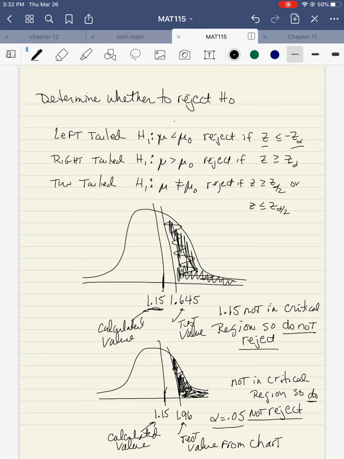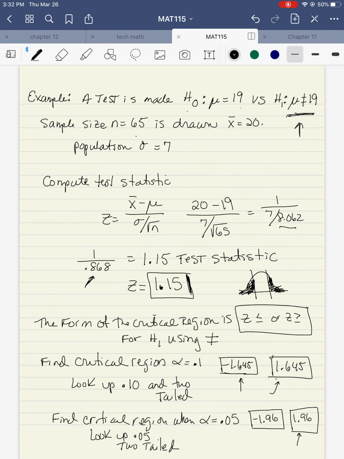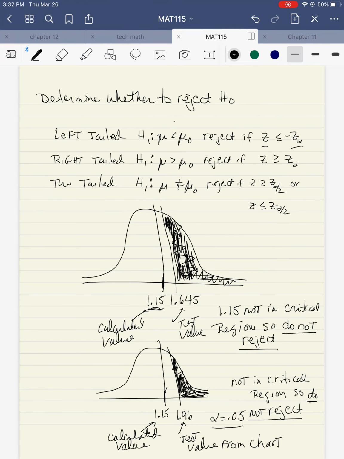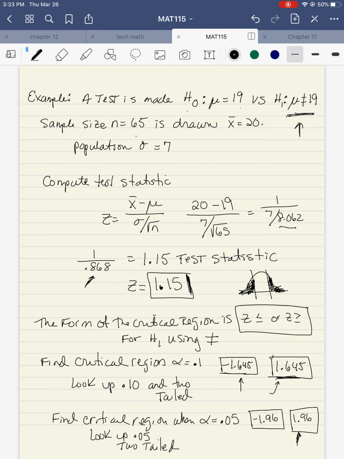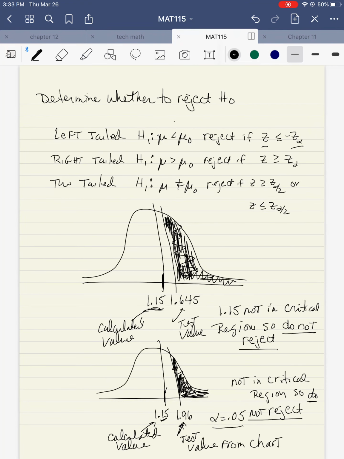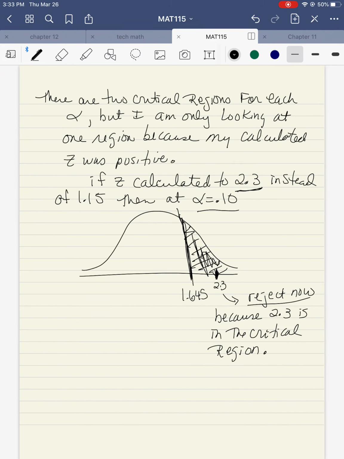Here I'm looking at just one side of this because my test statistic came out to a positive 1.15. I'm looking at 1.645 right here, and 1.15 is not in that region, so I do not reject it. It's not in the critical region, so don't reject it. Even when I change alpha to 0.05 and the critical value to 1.96, the 1.15 test statistic still is not within that region, so I am still not rejecting it.